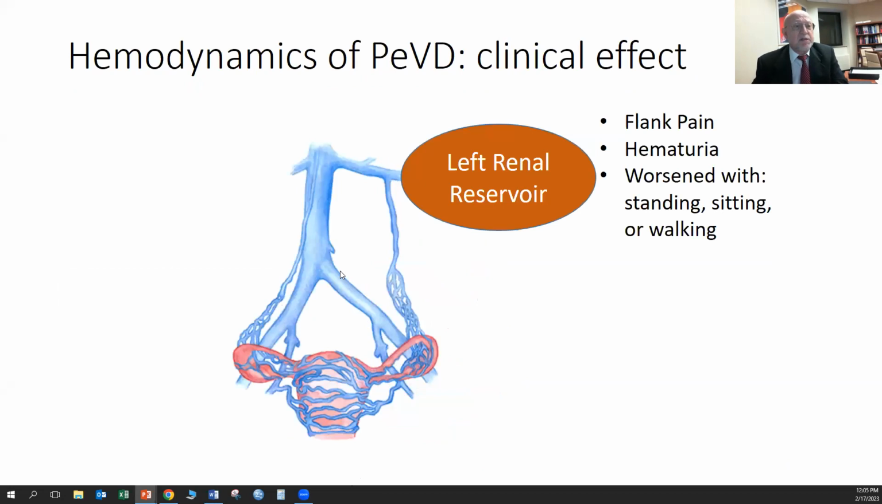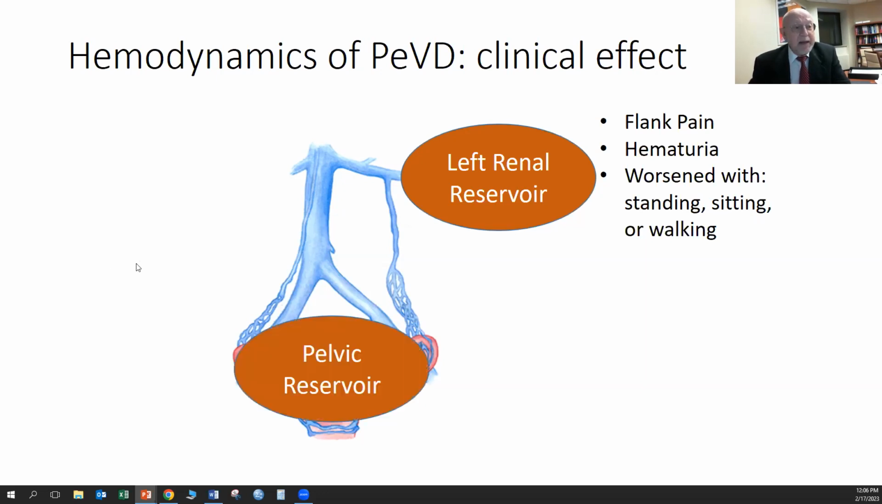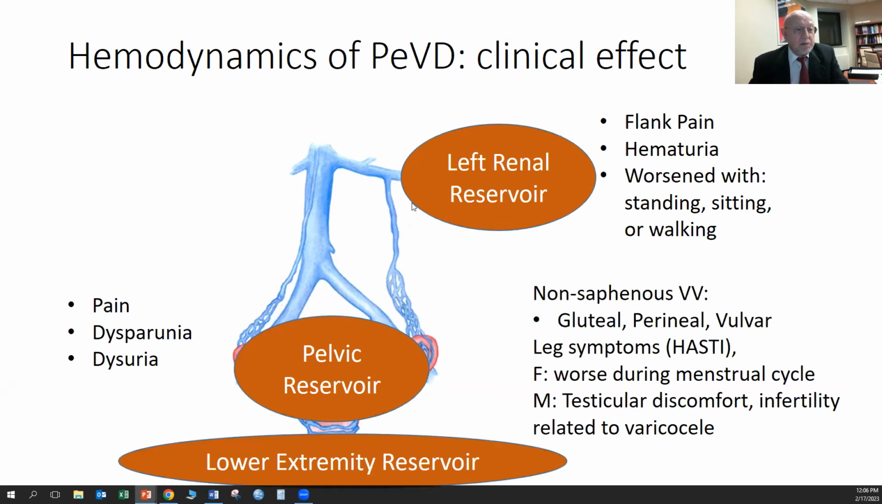Well, the result of these pathologies is increased venous pressure and overextension of venous reservoirs. Hypertension in the left renal venous reservoir may manifest as hematuria and flank pain, but it also may remain silent in compensated disease. A pelvic reservoir may also be silent or cause pelvic pain, dyspareunia, and dysuria. Connected by pelvic escape points, lower extremity veins may also be affected.